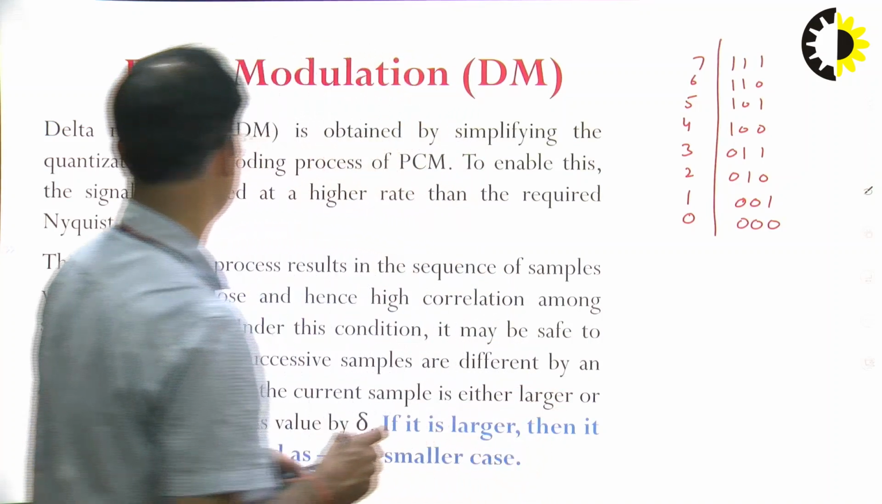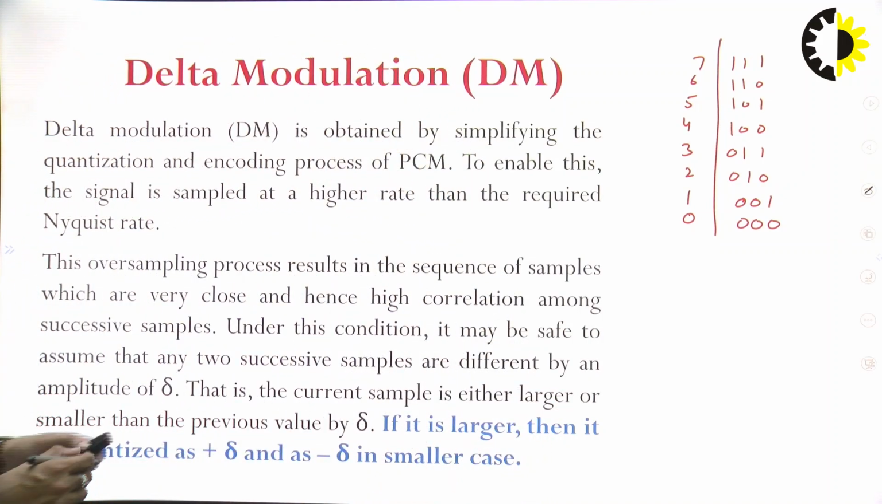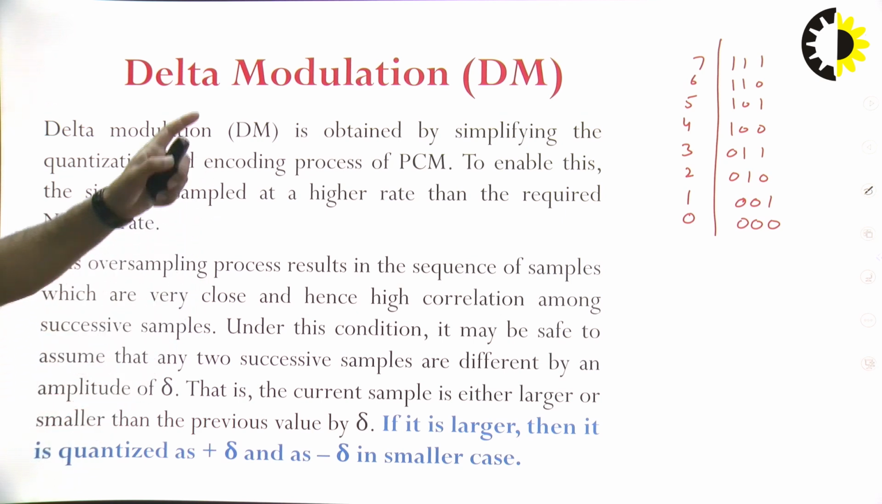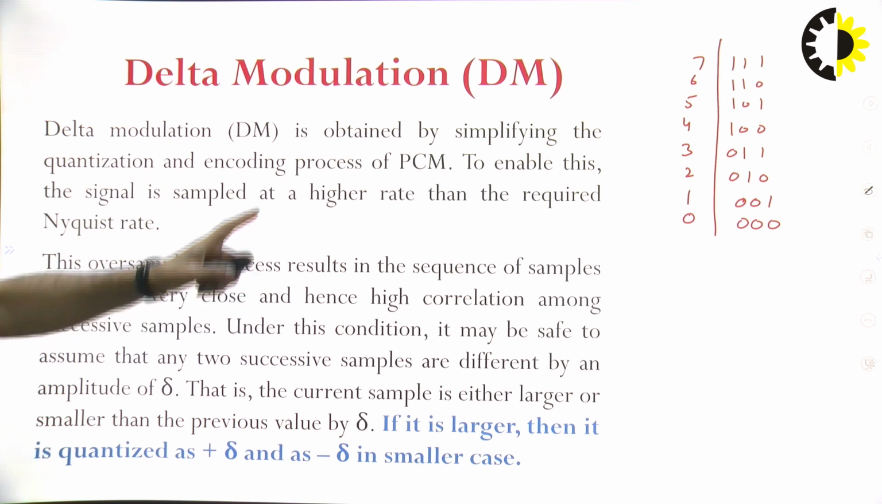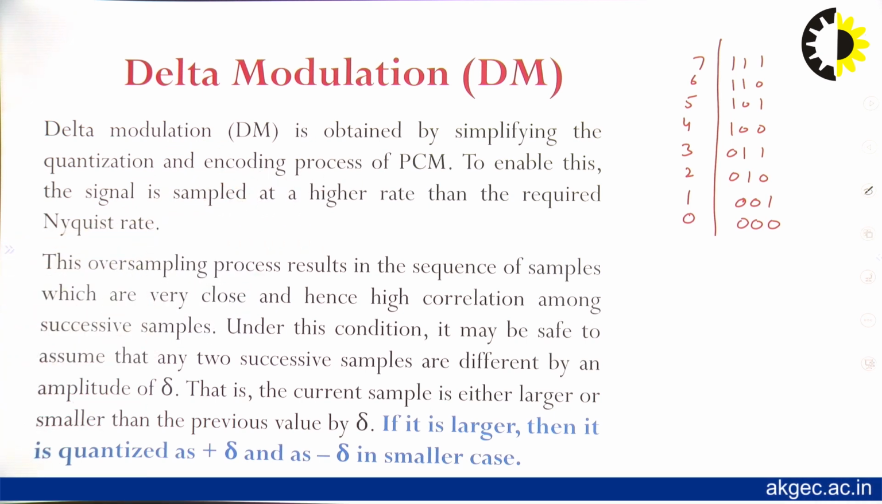Now delta modulation is a simplified version of data transmission. Here we used to save the bandwidth, and we will see how we can save the bandwidth by using delta modulation technique. First of all, in case of delta modulation, for each quantization level we don't need to transmit all 3 bits as in case of PCM. We can transmit lesser number of bits for each quantization level in case of delta modulation. How? Let us see.